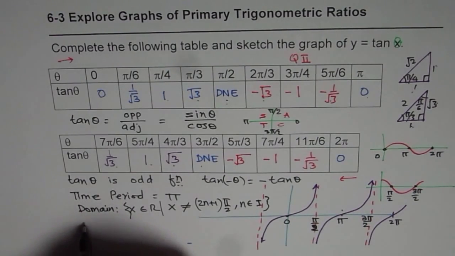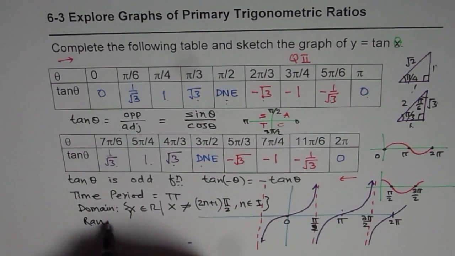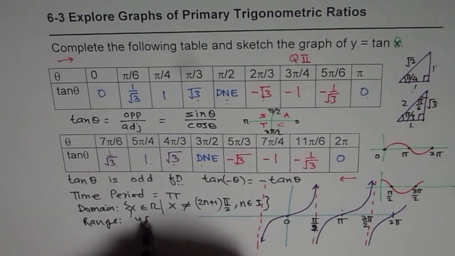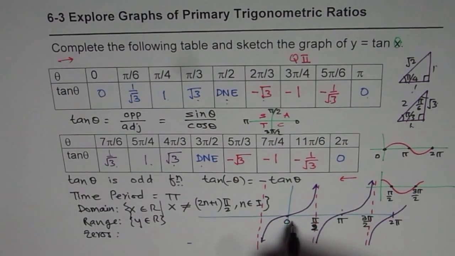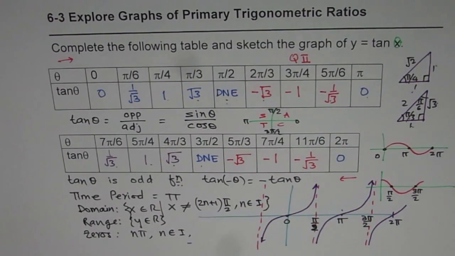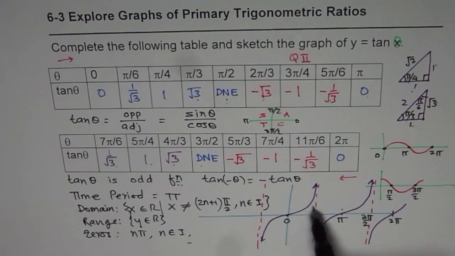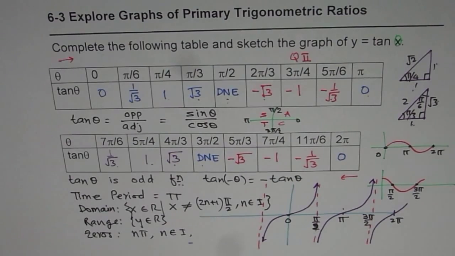And let me first write down the range. There is no restriction on range. So the range for the function is y belongs to real numbers. Okay. Now the zeros for the function are at n pi, where n belongs to integers. You also note that the function is always increasing in its interval, right? It is always increasing in its interval. The function is an odd function.